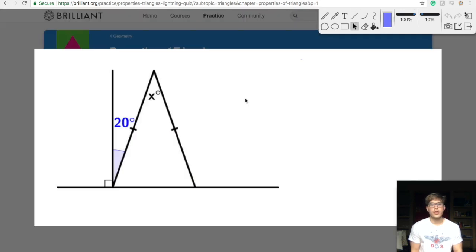Let's look at this shape. What is the value of x? Alright, so there's a lot to unpack here in this first problem. Lots to know. So first of all, if you don't already know, a triangle's interior angles, all three angles, must add up to, they sum to 180 degrees. That's a really important fact.